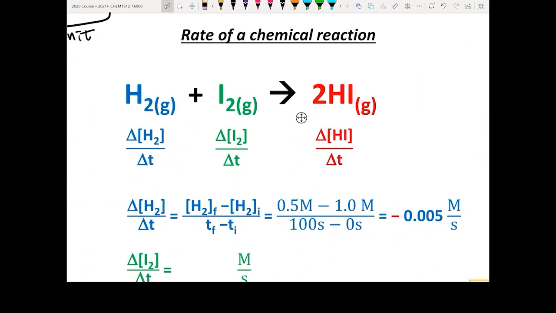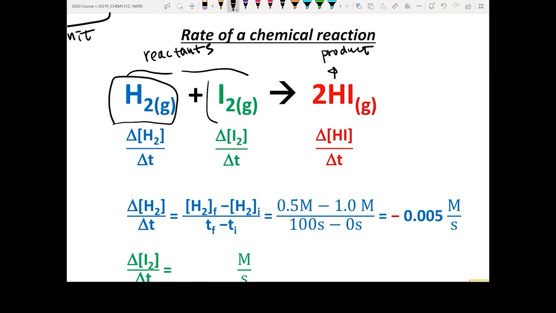So you see this chemical equation, right? H2 plus I2 forming 2HI. We want to define the reaction rate. On the left-hand side of the arrow, we call these species the reactants, and on the right we call them the products. Now, to express the reaction rate of this reaction, you can describe it using the disappearing rate of your reactants or the formation rate of your products. Either way should give you the same information.